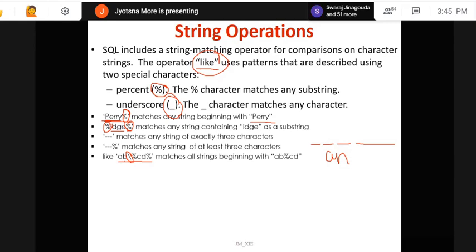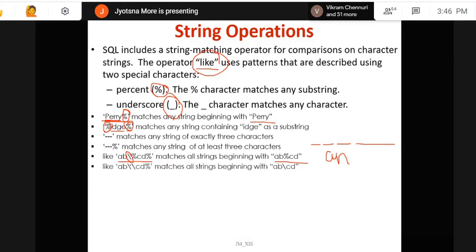So here it will match the query AB percent CD, beginning with AB percent CD. You can see here I have written AB percent CD. It will match with percent also. Check for this string, and then this last percent means any substring after this. Okay.